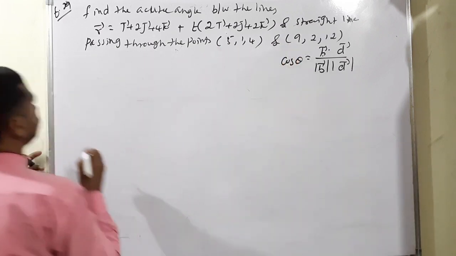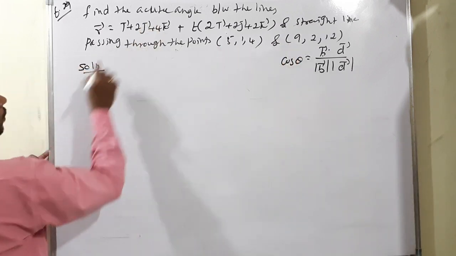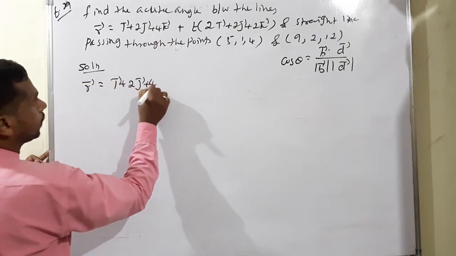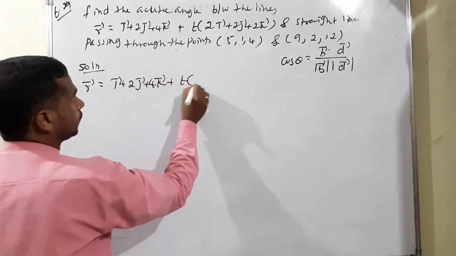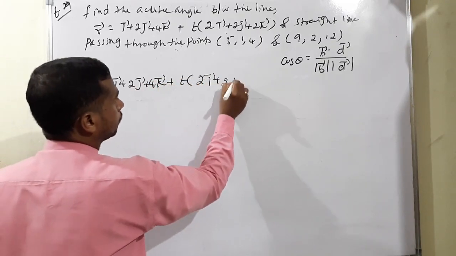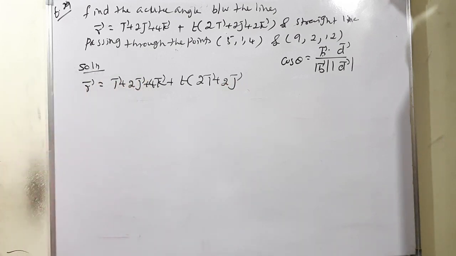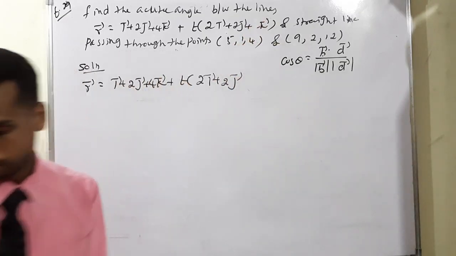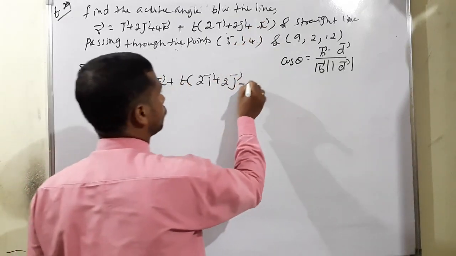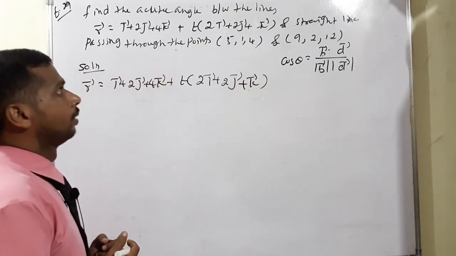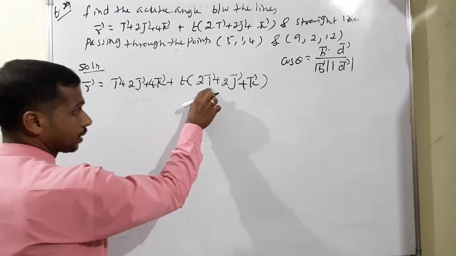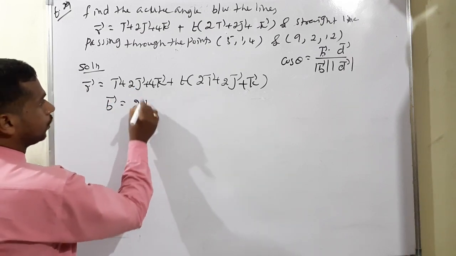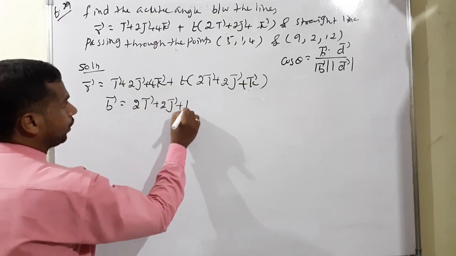So, B vector and D vector means, what did I say, the direction ratio. So, solution, first one: R vector is equal to i vector plus 2j vector plus 4k vector plus t into (2i vector plus 2j vector plus k vector). Look at there, that is 2i, 2j, and k. Now, this is the A vector and this is the B vector, parallel to the line, isn't it? Therefore, we can write B vector is equal to 2i vector plus 2j vector plus k vector.